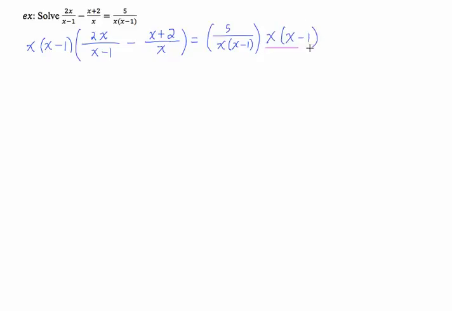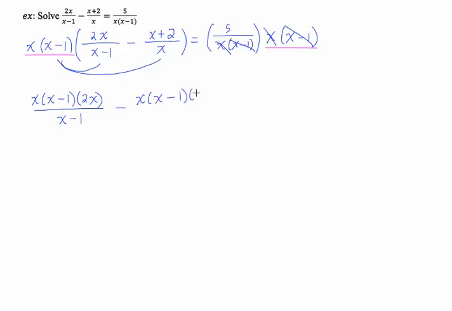So here and here is where I've multiplied both sides by x times x minus 1. So now we do have to distribute that out over that minus there. On the right side we can go ahead and cancel because everything is factored. So coming back to the left, when we multiply it out times this first term, we'll have x times x minus 1 times 2x all over x minus 1. And distributing it over the second term, we have x times x minus 1 times x plus 2 over x equals 5. Then we can cancel common factors.